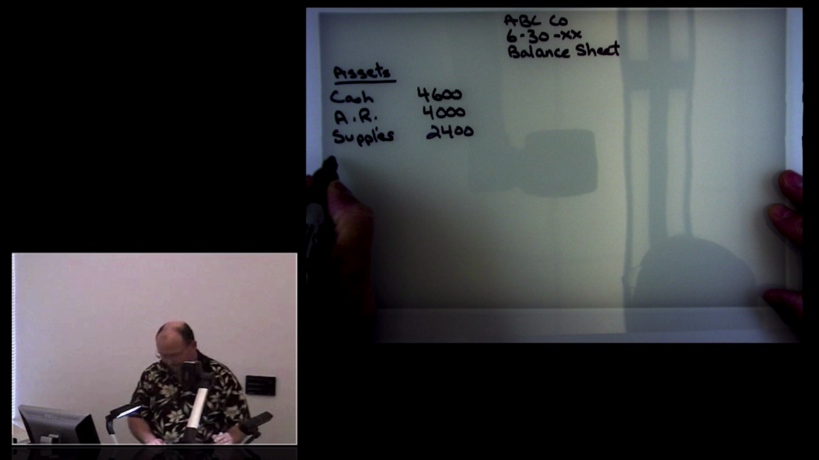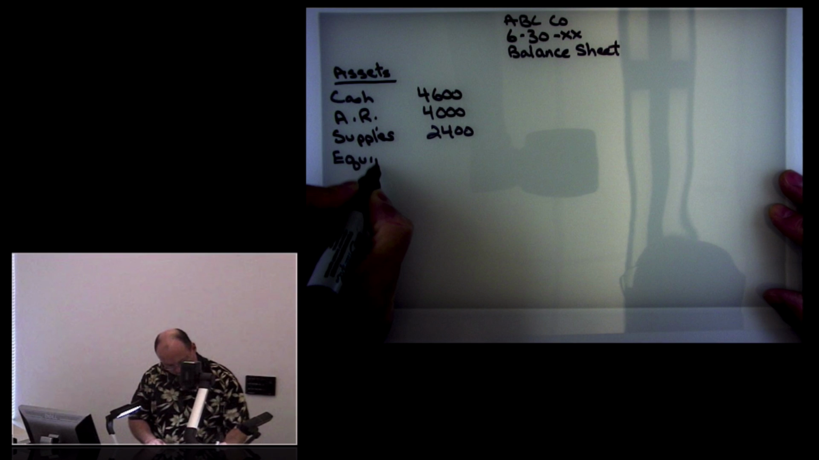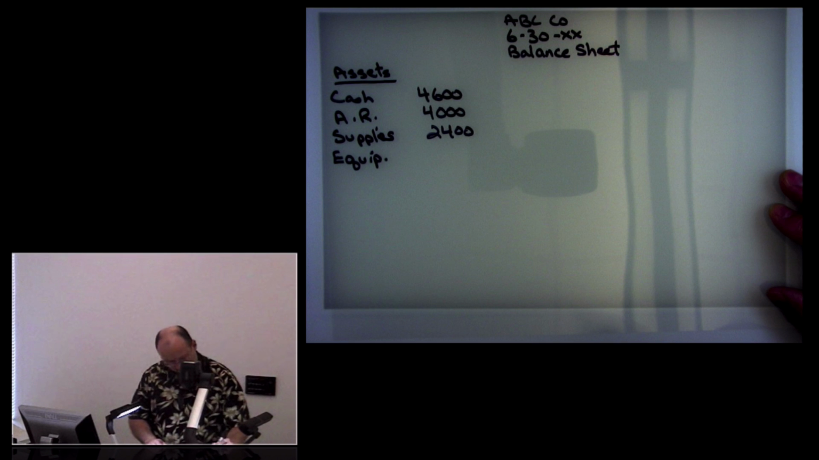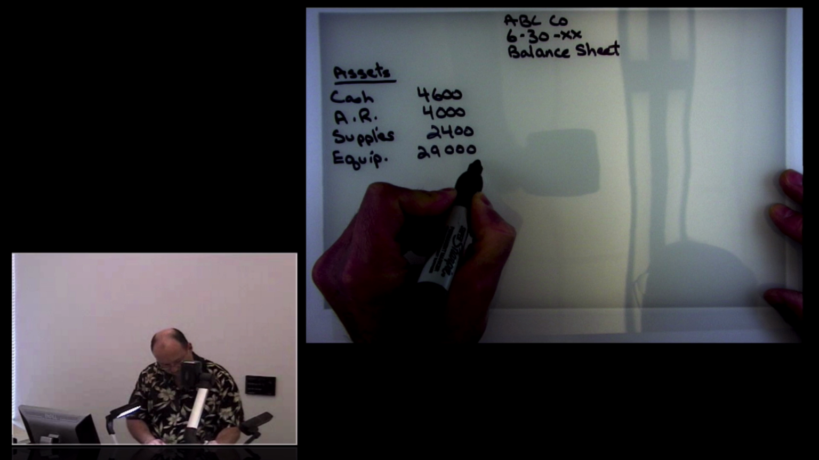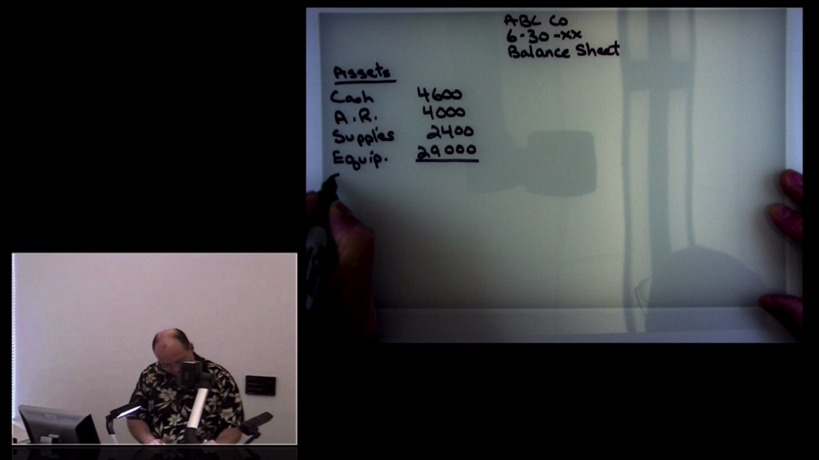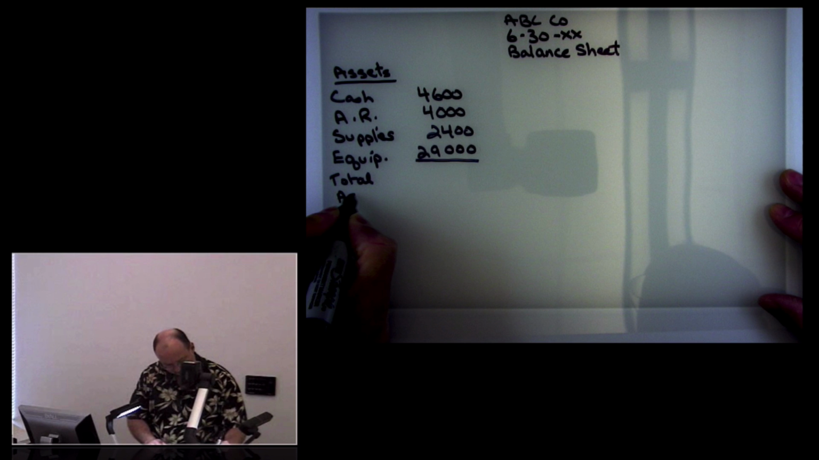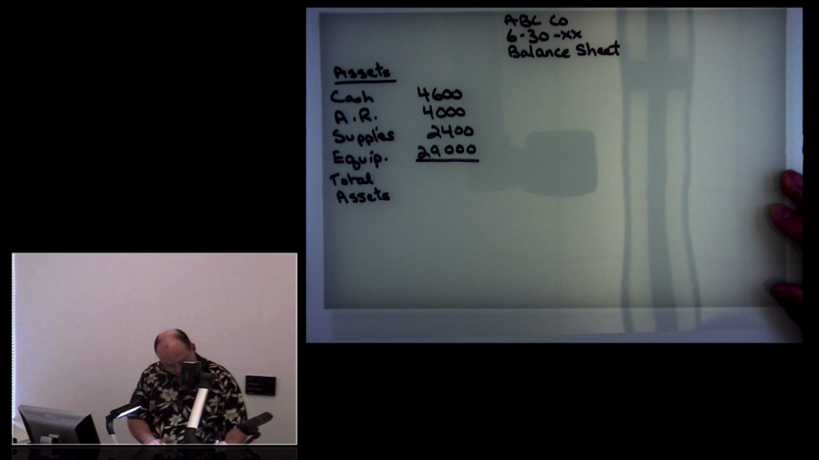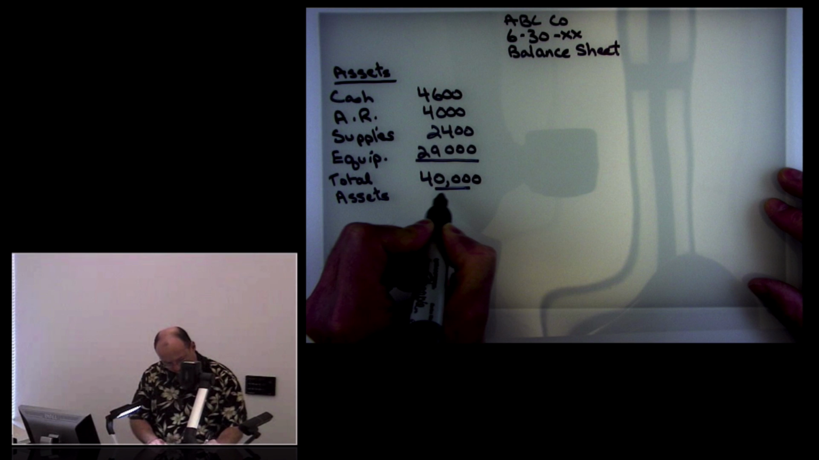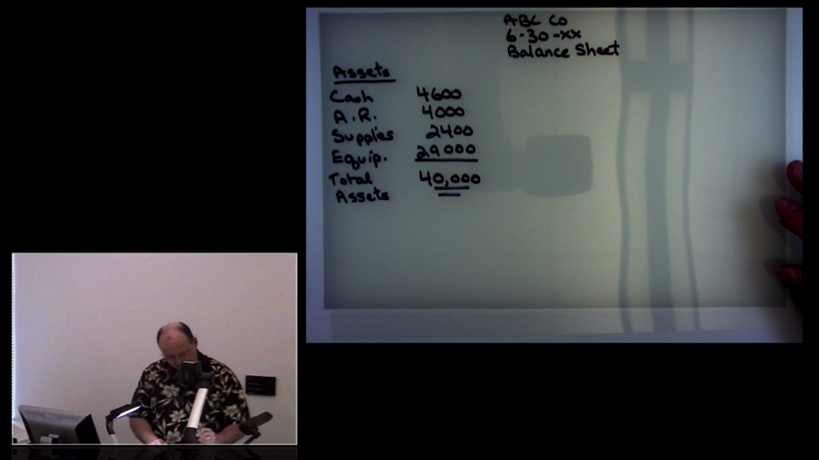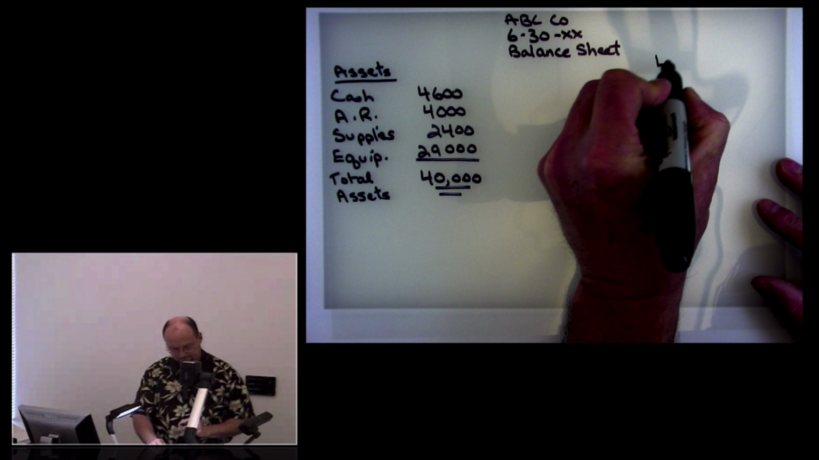$2,400. And equipment, which I'm going to abbreviate again. I'm going to simply say equipment or equip, $29,000. This gives us total assets. Okay, and that comes to $40,000. And I'm going to double underscore it.